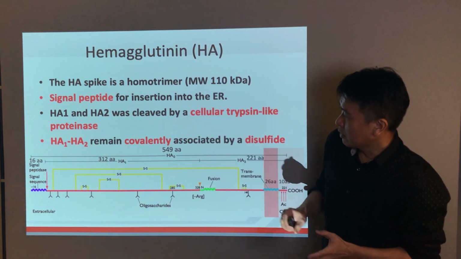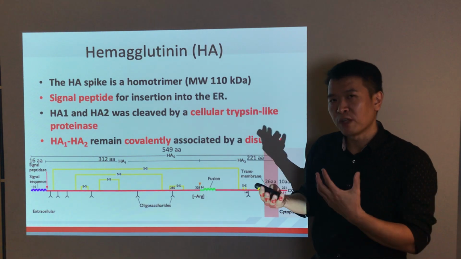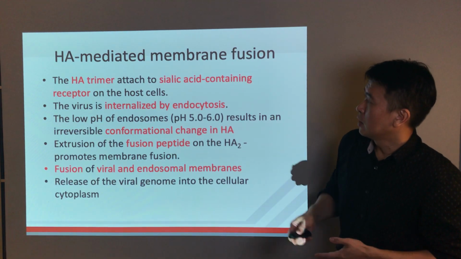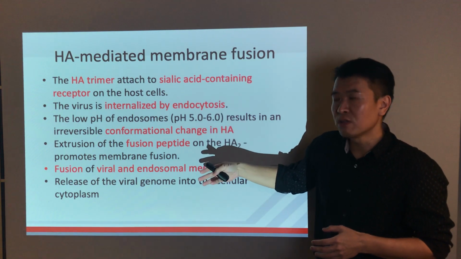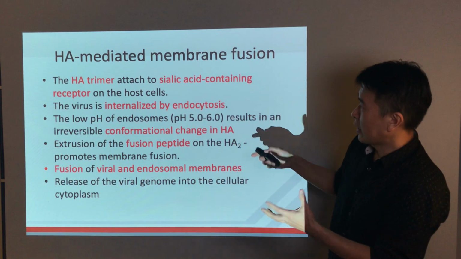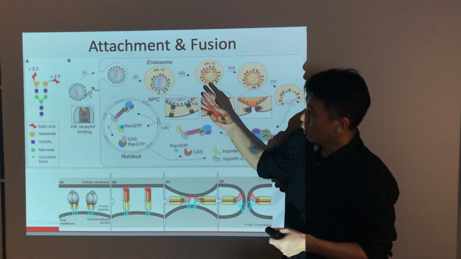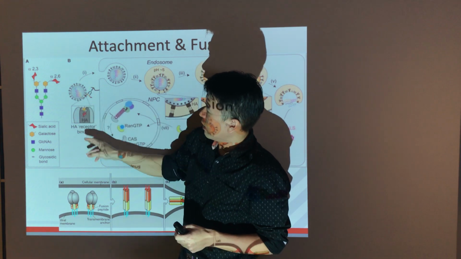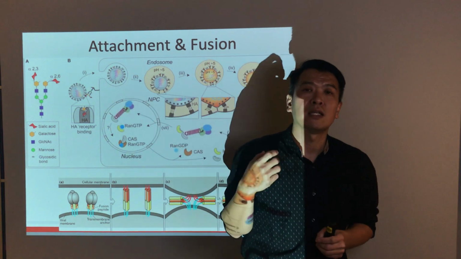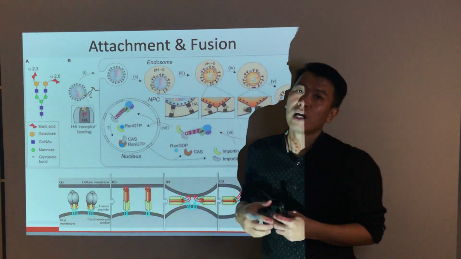Now that we know that HA has a fusion peptide, we know that it is involved not only in binding but also in the fusion of the virus. Listed here are some explanations of how HA mediates membrane fusion. You can look at this slide as I explain using the next slide. Over here, the virus has HA protein displayed on its surface, and the receptor on the host cell that will be bound by the HA protein is the sialic acid receptor.